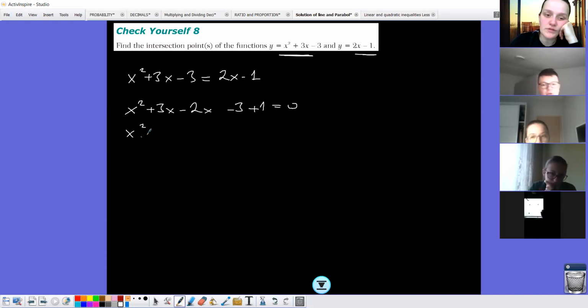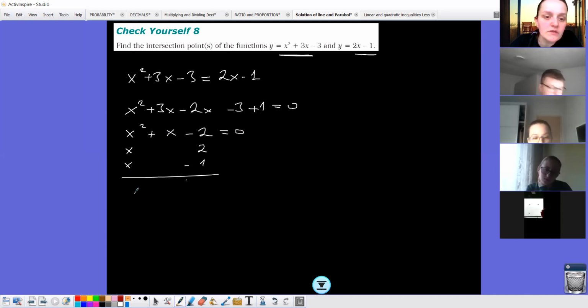Then, with the factorization, (x plus 2)(x minus 1) is equal to 0. Now we are solving this quadratic equation. So x1 is minus 2, and x2 is 1.